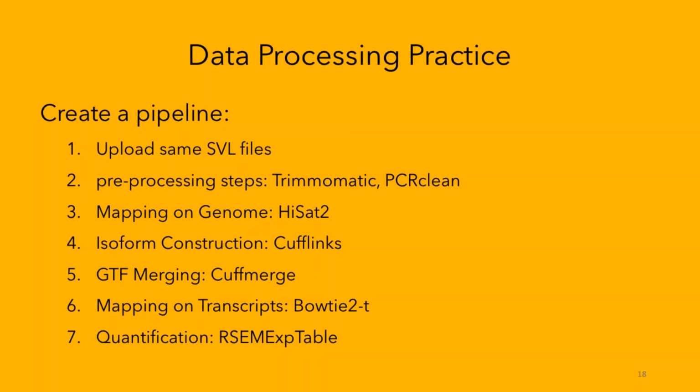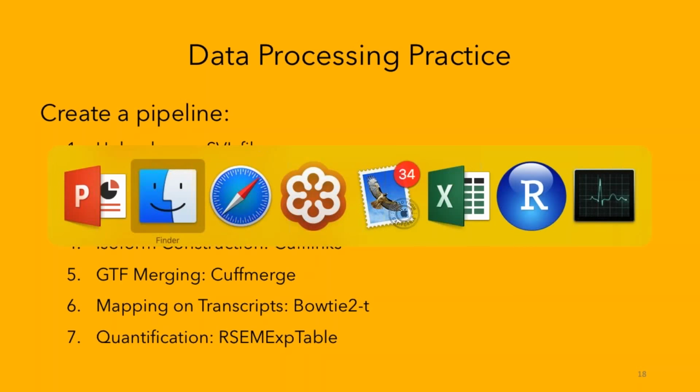We will use the same SVL file. We will take some pre-processing steps, Trimmomatic, and then PCR clean. We will use a different mapper called HiSat2. We will then create some isoforms using Cufflinks, merge them onto a GTF file using Cuffmerge, map this on transcripts using Bowtie2, and then quantify the reads using RSEM expression table. Okay, let's do that.